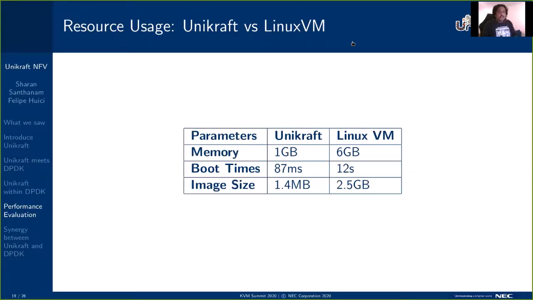In terms of resource usage, what we observed was that, in terms of memory usage, to run the DPDK application Unikraft needed just 1 gigabyte of memory, whereas the Linux VM needed 6 gigabytes. So it's about 6x savings. The boot time of Unikraft is about 87 milliseconds, whereas the boot time of an unoptimized Linux VM is about 12 seconds. And the Unikraft image is about 1.4 megabytes in size, whereas a Linux VM is about 2.5 gigabytes. So it's a huge order of magnitude difference in terms of resource usage.